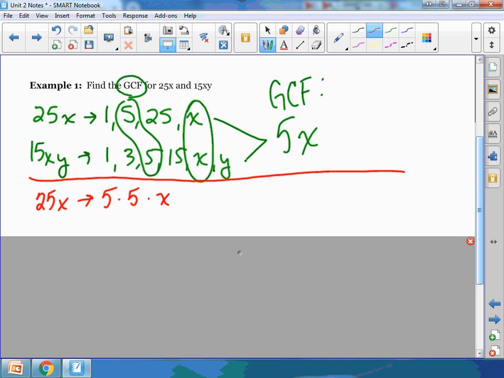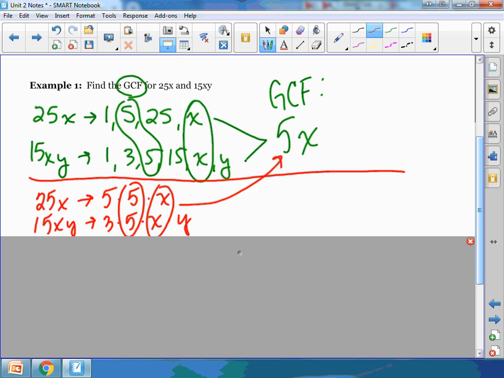Now 15xy would be 3 times 5 times x times y. 3, 5, both prime numbers. You have your x and your y. And you're going to go through and find any common factors. Well, in this case, it's 5 and it's x, just solidifying the point, like we said earlier, that it's 5x.